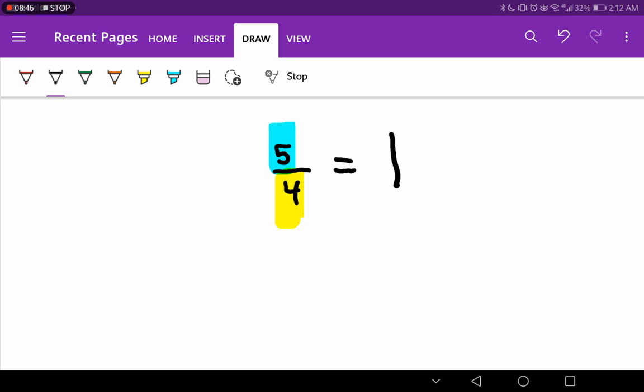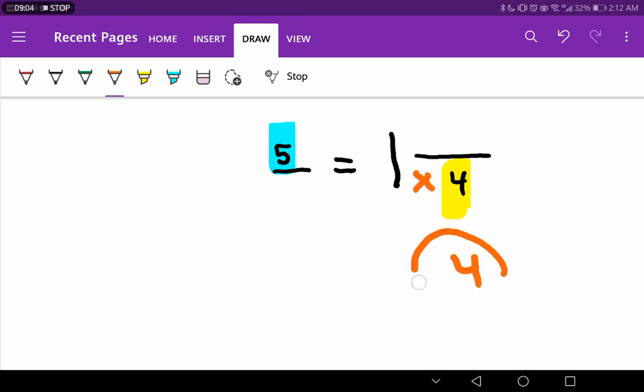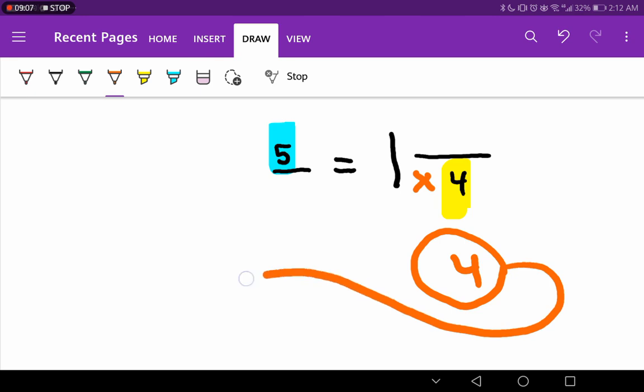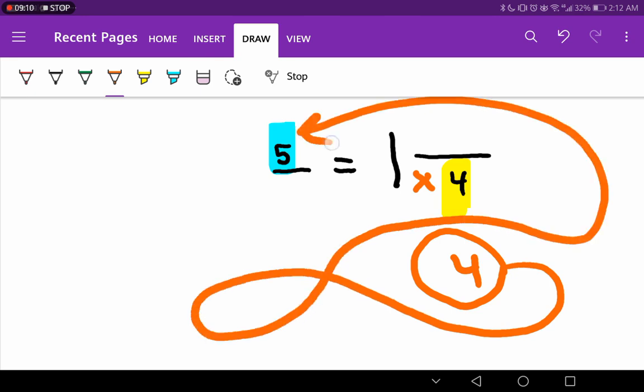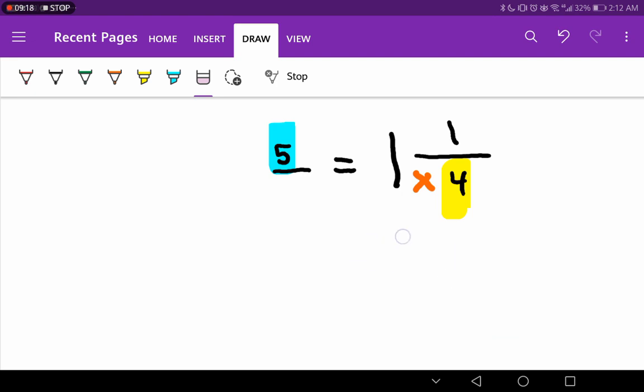It is 1, teacher. I draw this line, I copy this here, and do the multiplication directly. 4 by 1 equals 4, and I ask the 4 how many steps you need to reach the 5. It is only 1 step I need, so I write 1 here. So the answer is 1 and 1 over 4. Okay, my dear student, good.